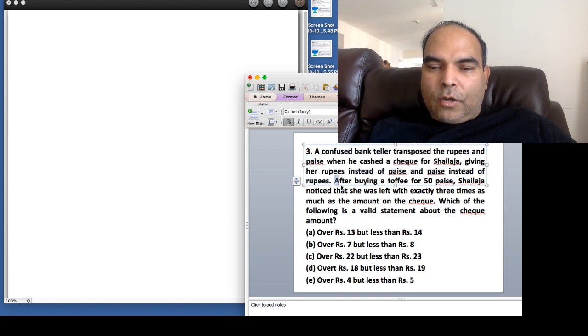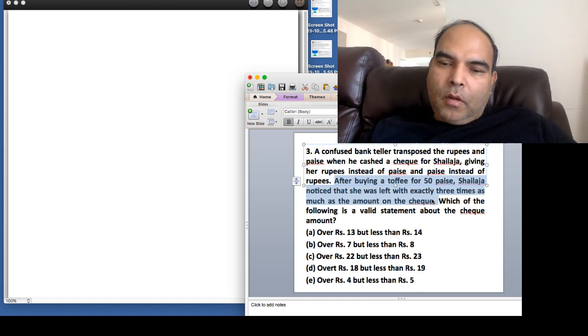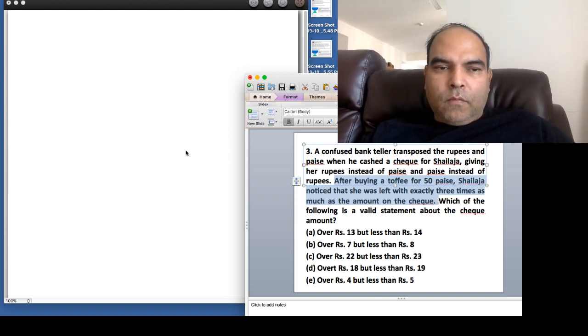that after buying a toffee for 50 paise, Shelja noticed that she was left with exactly 3 times as much amount as the check. Right? Shelja noticed that she was left with exactly 3 times as much amount as the check. So what has happened now?